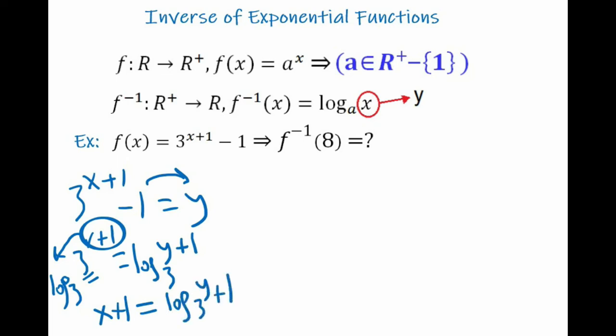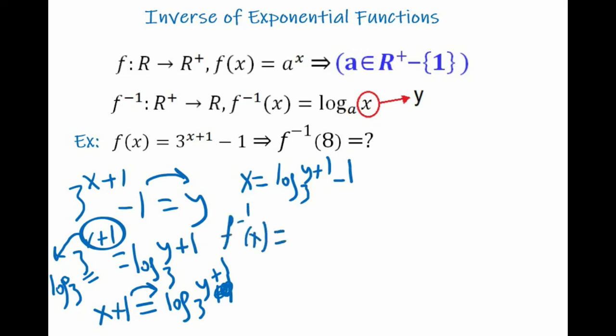This is equal to, guys, logarithm of y plus 1 in base 3. And now just send this 1 to the right. By the way, this y plus 1 is here, okay? Just send 1 to the right, and it's going to be negative 1, of course. So x will be logarithm of y plus 1 in base 3 minus 1. That is what we have. So f of -1 of x is logarithm of x plus 1 in base 3 minus 1.